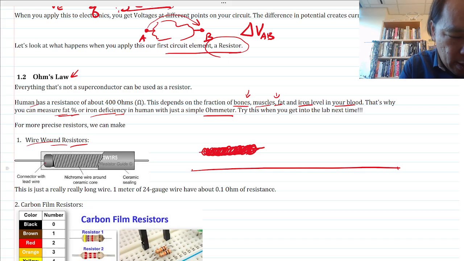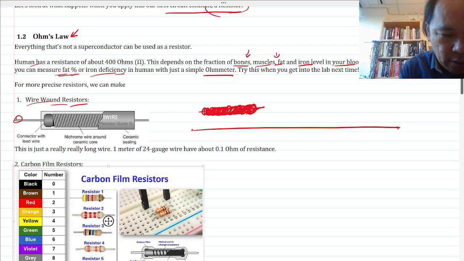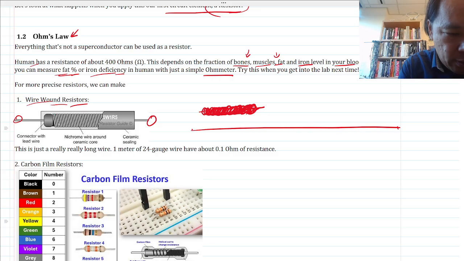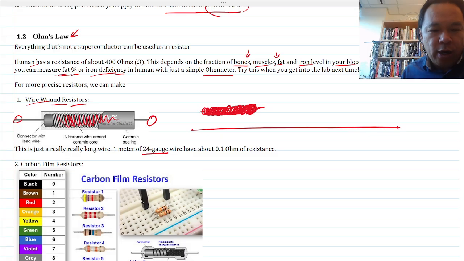So you're going to see one end, which is one of the leads of the resistor, and then you have the other end. The current has to go through this very, very long wire that's inside the casing for your wire wound resistor. This is a very good way to make a resistor if you just need something that's very low in resistance.